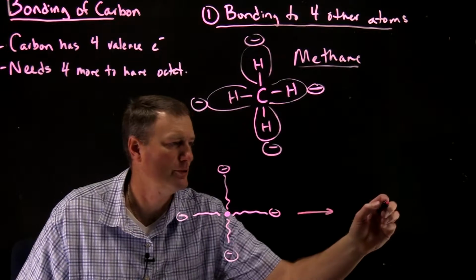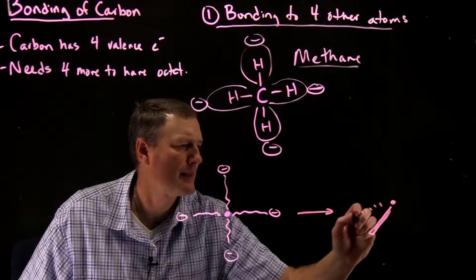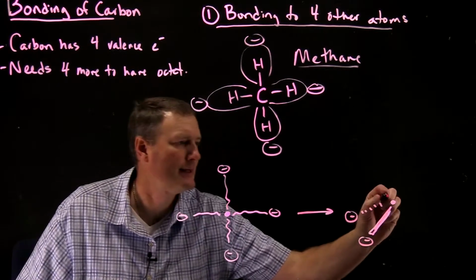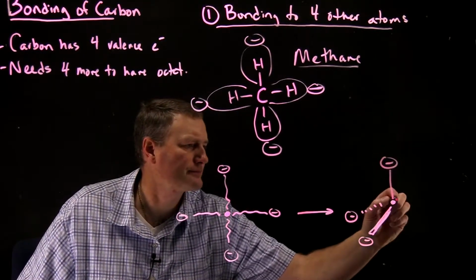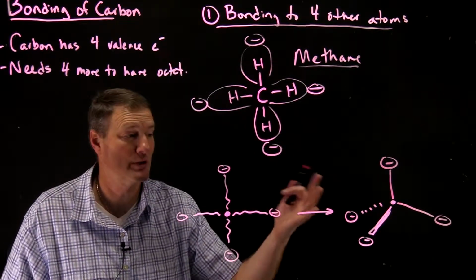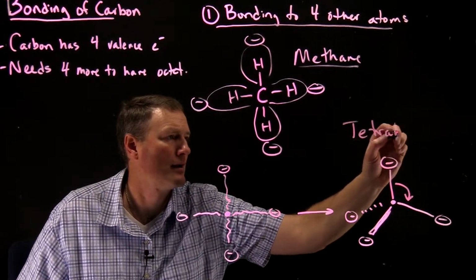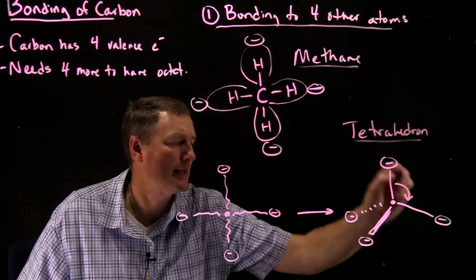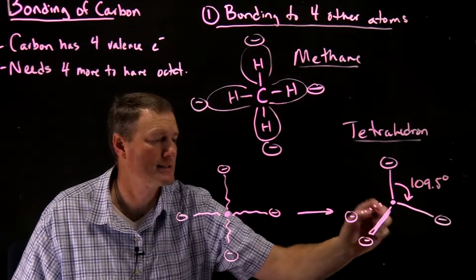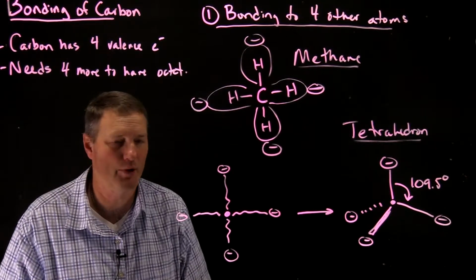So what this will do, it will look like this. If I now envision my strings becoming very rigid and straight, I would have the negative charges at the apexes of what's called a tetrahedron. And the bond angle of a tetrahedron is 109.5 degrees. So all of these negative charges would be separated by this exact angle of 109.5.